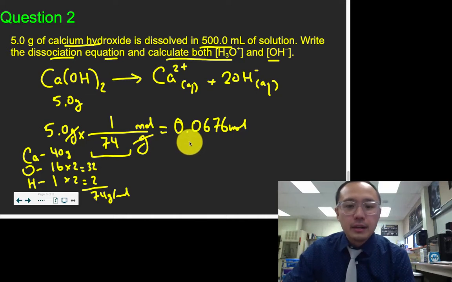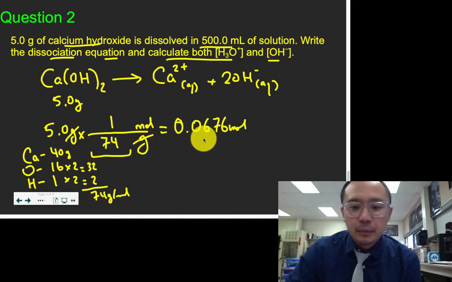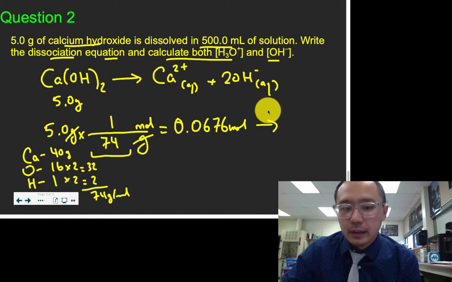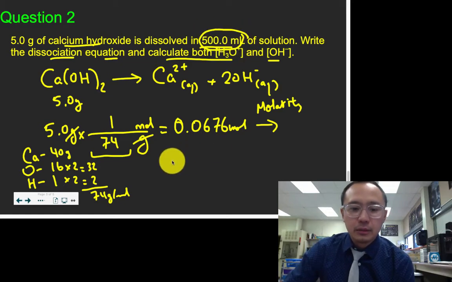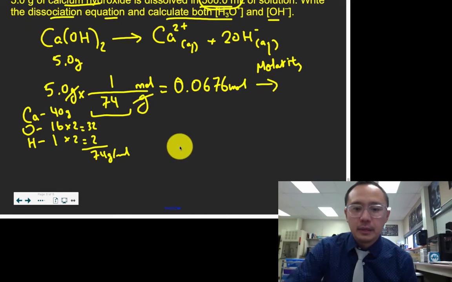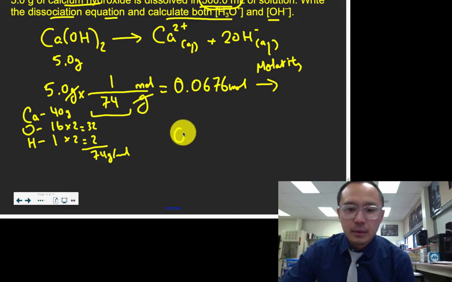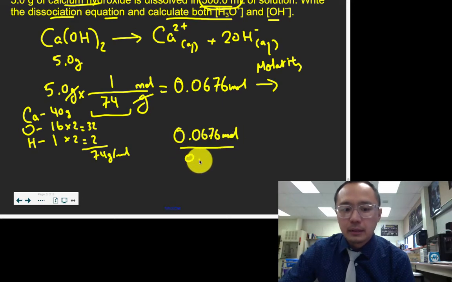Okay, so then what I need to do is put this into molarity, right? Because I have a volume here of 500 mLs. So let me just move this down a little bit. I'm going to take this 0.0676 moles and divide it by 0.5 liters.